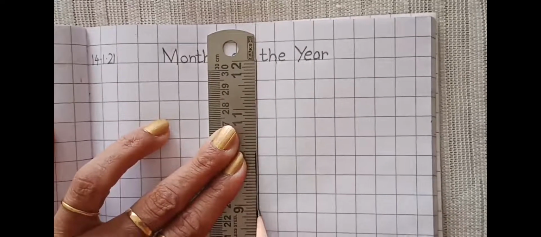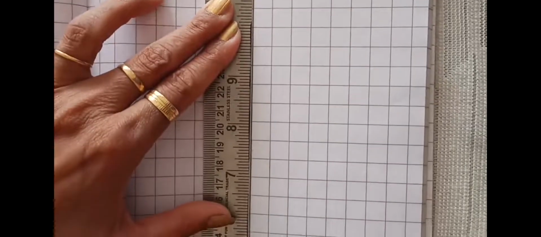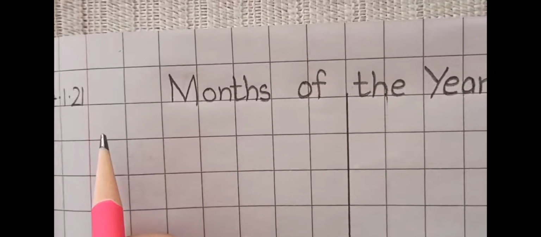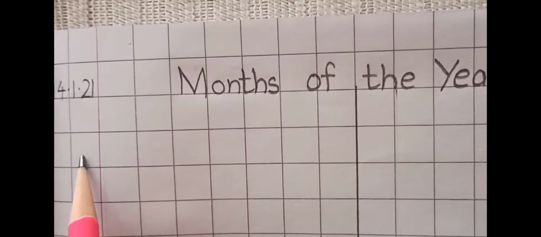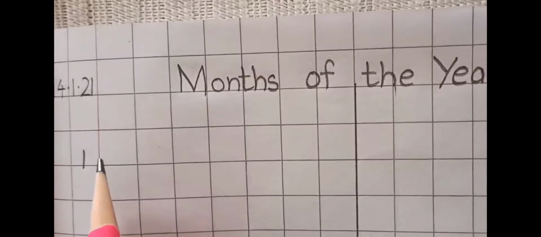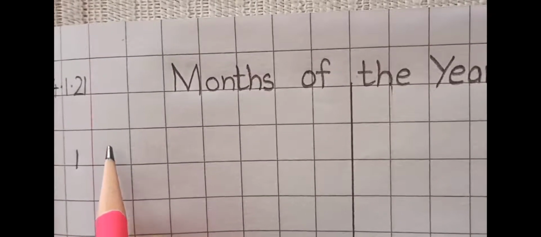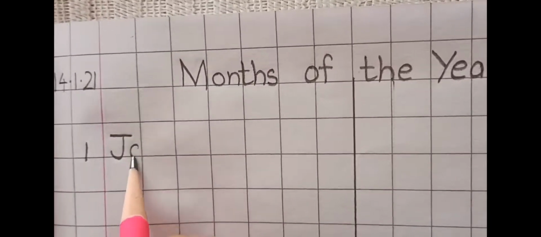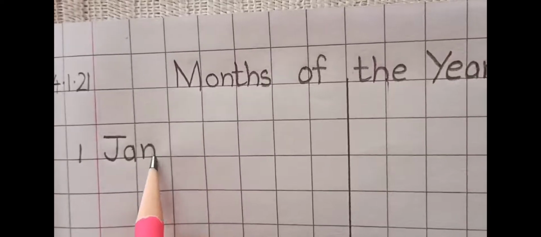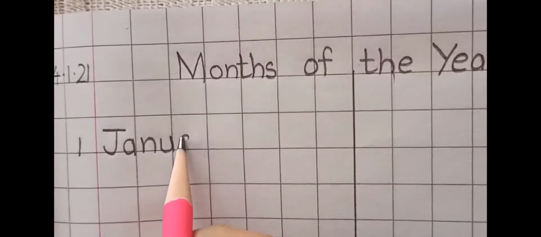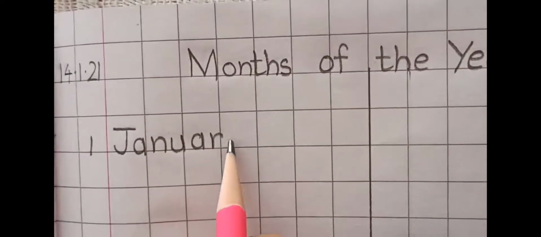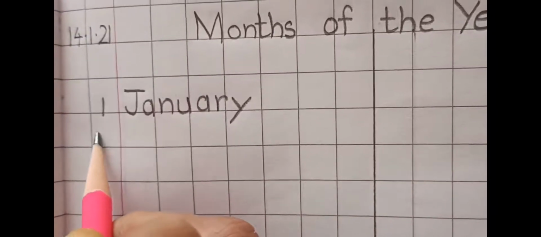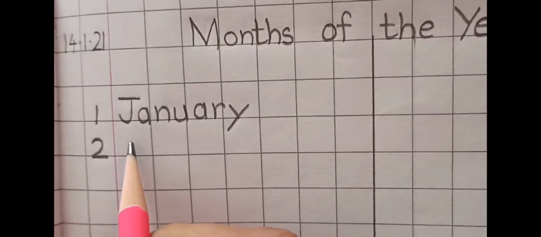Let's draw a line in the middle of the page. Let's write the months. After heading, we have to leave one box and then before margin, we have to write number 1. Now, first month, that is January. So, first we have to write capital J, small a, n, u, a, r, y, January. Then, second month. Second month is February.